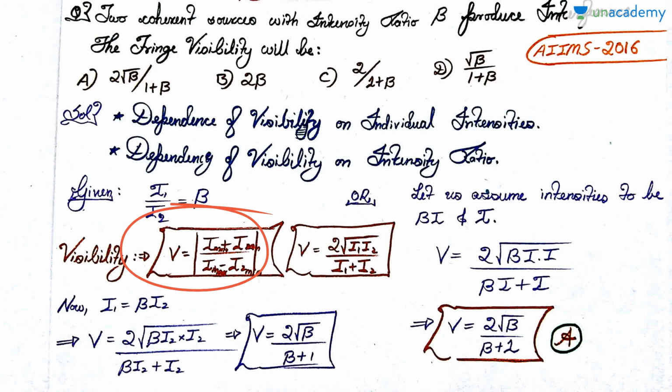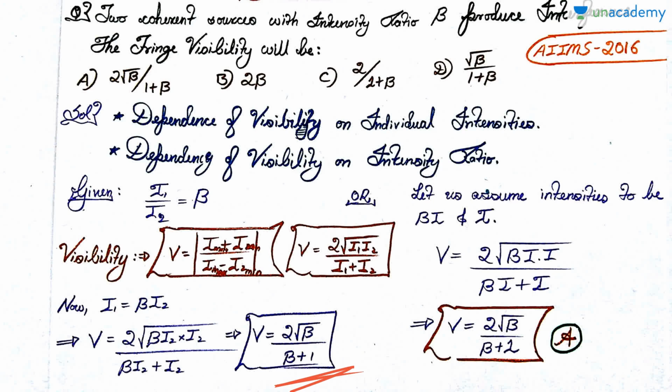So another formula that you can remember to calculate visibility is 2 times under root I1 I2 upon I1 plus I2. Now I1 is equal to beta times I2, that is given. So when you substitute I1 in terms of I2 in the formula of visibility, you'll get visibility is equal to 2 times root beta upon beta plus 1. So that is how you should solve it.